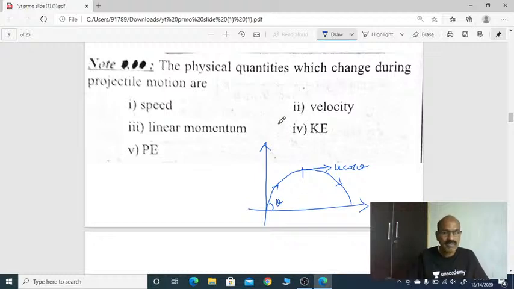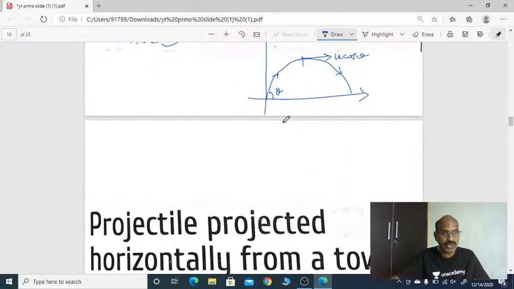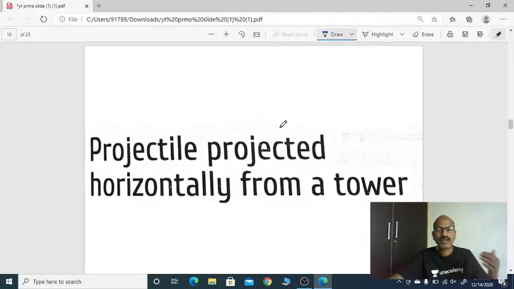The physical quantities which change during projectile motion: speed, velocity, kinetic energy, potential energy, linear momentum. These physical quantities all change during projectile motion. Today we are going to discuss two kinds of projectile motion: first, oblique projectile motion, where the projectile is projected at a certain angle; second, a projectile projected horizontally from a tower.